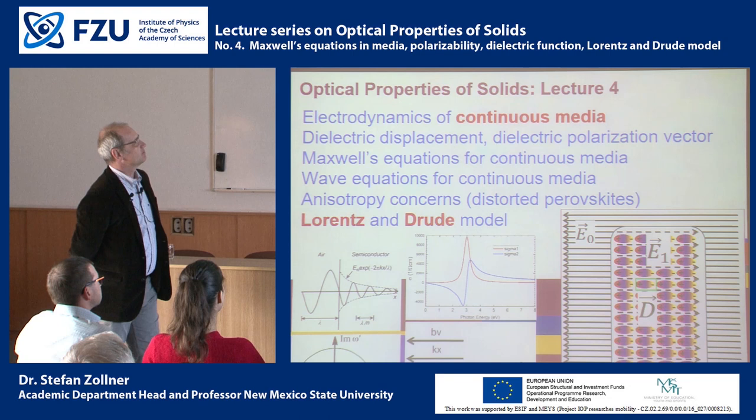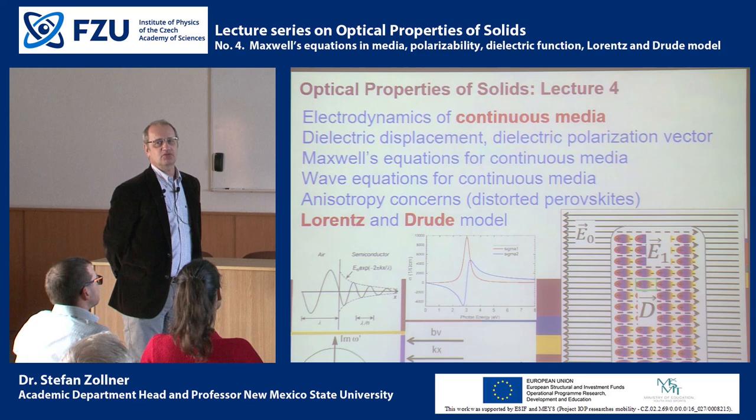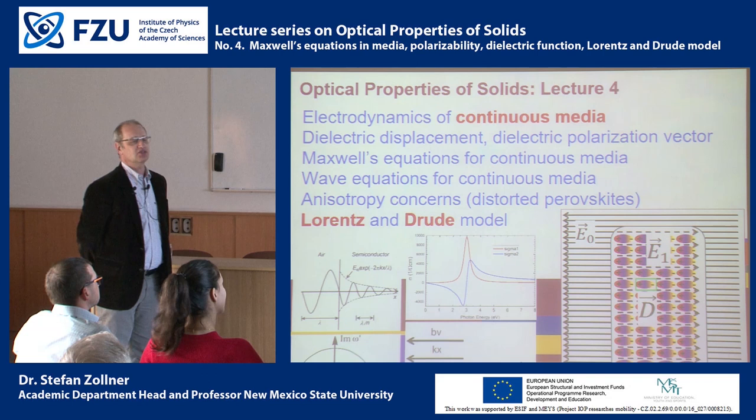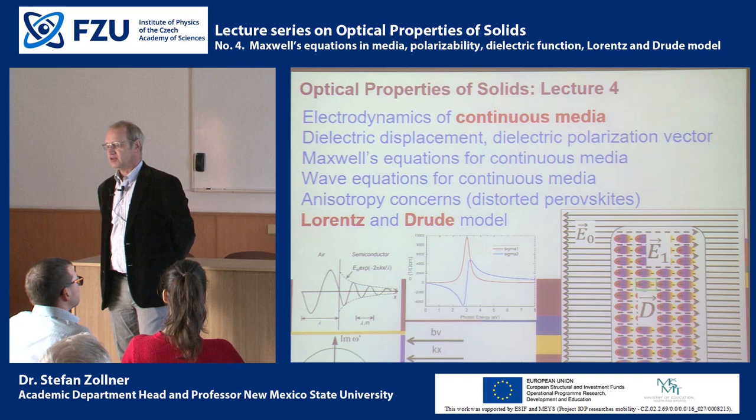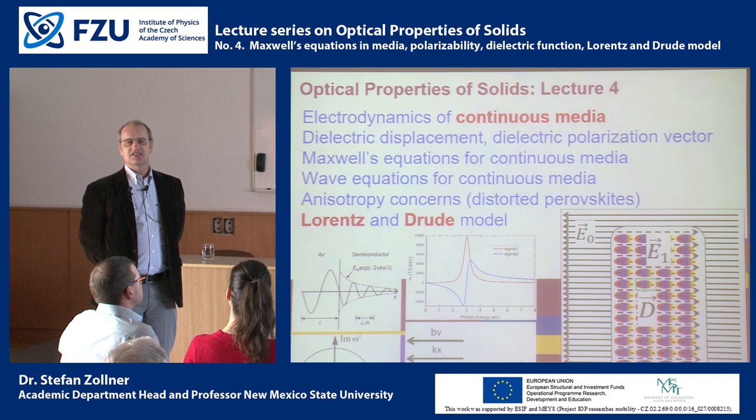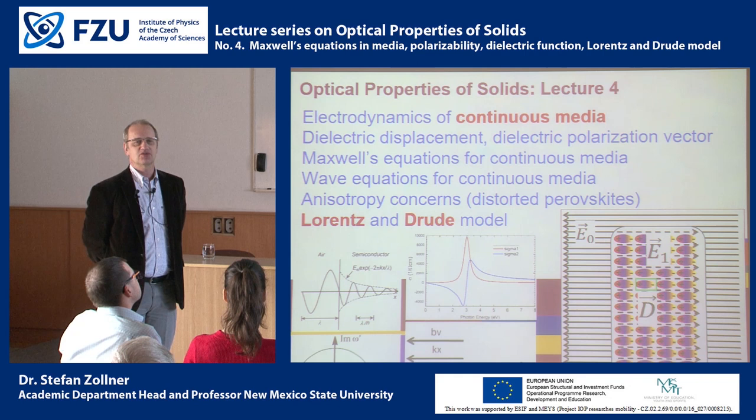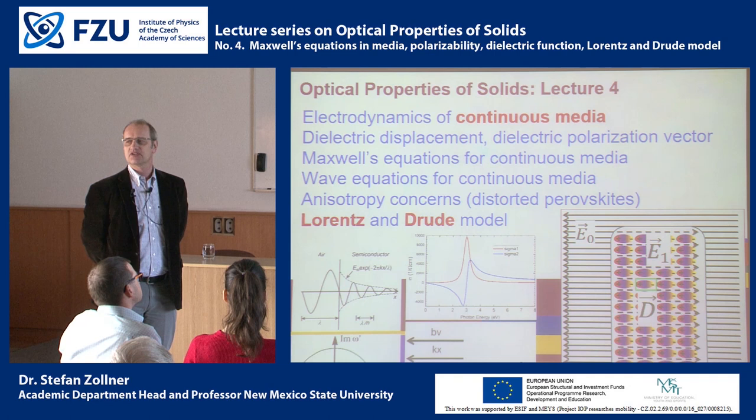I will develop the wave equation not only for the isotropic case, but also for some anisotropic materials. And the reason I want to do this is because a lot of people here work with distorted perovskites. And if all we know is silicon and gallium arsenide, which is how I grew up in my PhD thesis, then we don't need to worry about any anisotropies. But with the materials that are more of interest today, anisotropy is important.